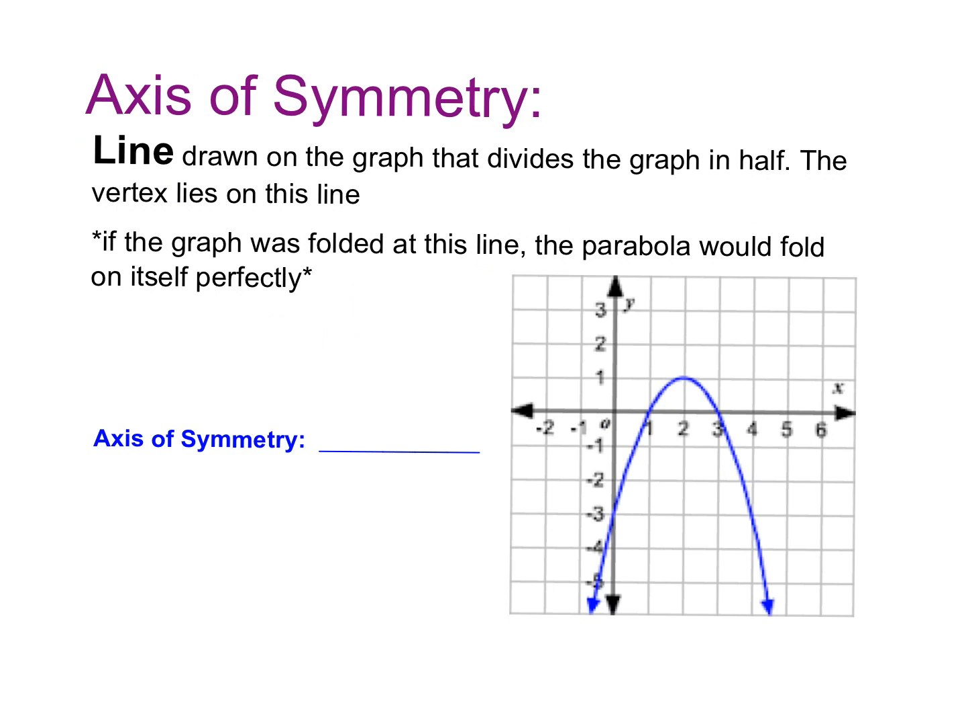So in addition to a vertex point, every single quadratic function will also have an axis of symmetry. And by definition, the axis of symmetry is a line drawn on the graph that divides the graph in half. So we can see here that if we were to draw a line that divided this graph in half, it would be about right here. Essentially, if I were to fold along that line, the parabola would in essence fold on itself perfectly. So this is called our axis of symmetry, and it is a line.